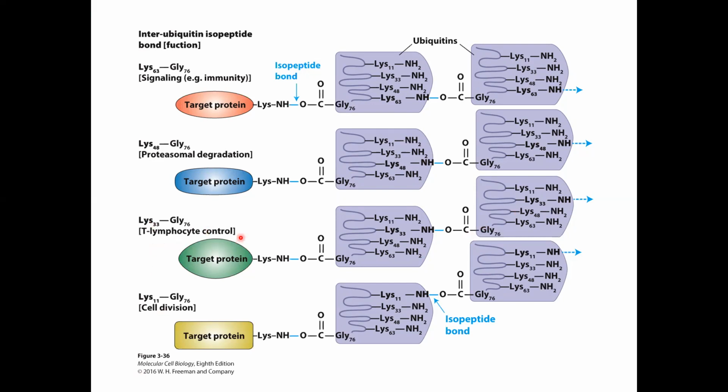Here we have T lymphocyte control. T lymphocytes are assassin cells in our immune system. They target cancer cells or virally infected cells and directly kill them. That is something that we need tight control over. So we have ubiquitin pathways controlling parts of that mechanism.